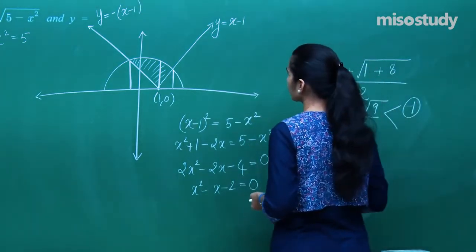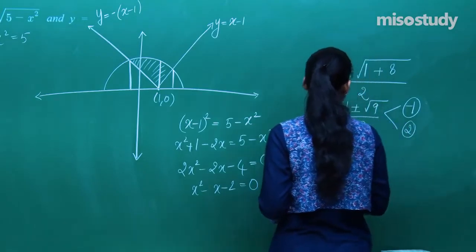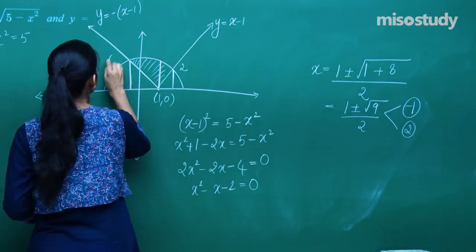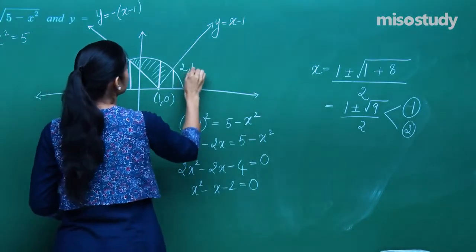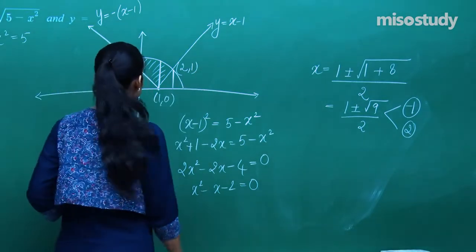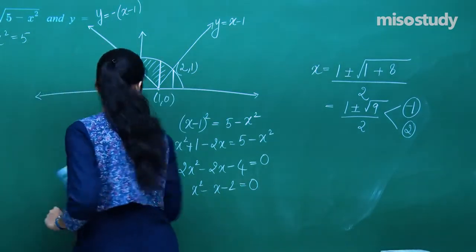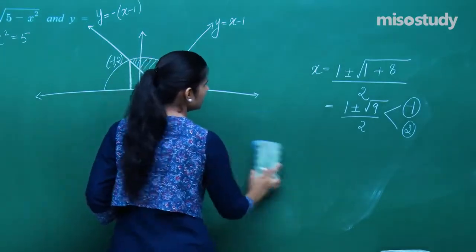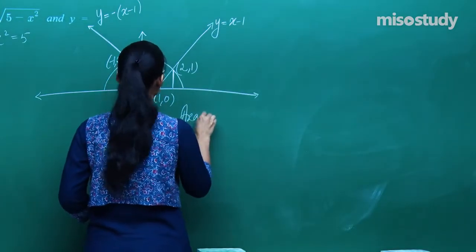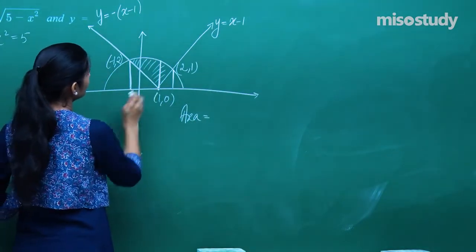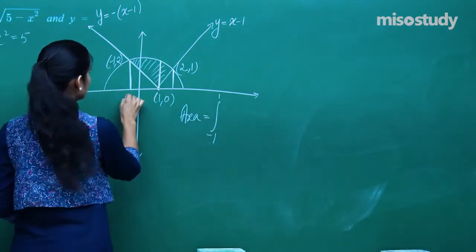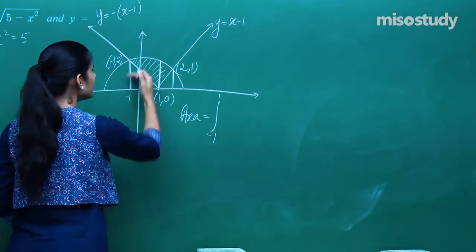Basically, because 1 plus 3 was 4, this is coming out to be 2 and minus 1. This is minus 1 comma 2 and this is 2 comma 1. Why? Because when you put x equals 2, you get y equals 1. Now my required area will be what? It's very simple now. Area will be from here to here, that means from minus 1 to 1. From minus 1 to 1, it is circle minus the line.